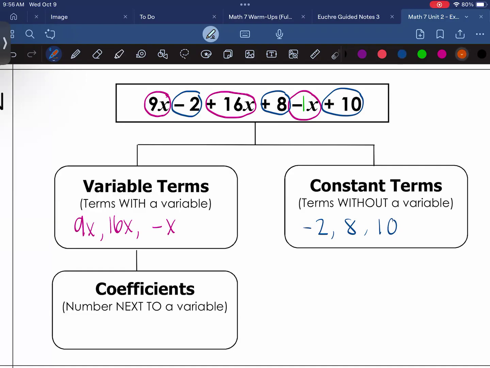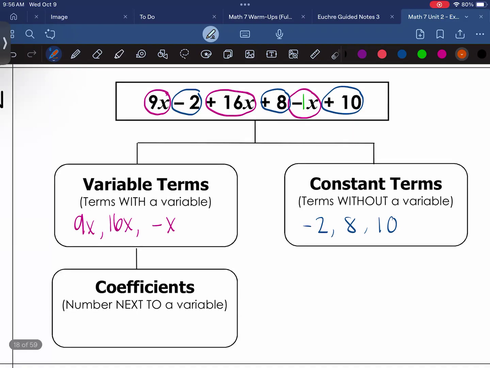All right, now we're going to branch off of the variable terms, and we call these the coefficients. These are the numbers that are connected to our letters. So here is just going to be the numbers without the letter x written. So we have 9, 16, and remember what's next to that negative sign right there, the invisible thing that we can't see, is actually -1.